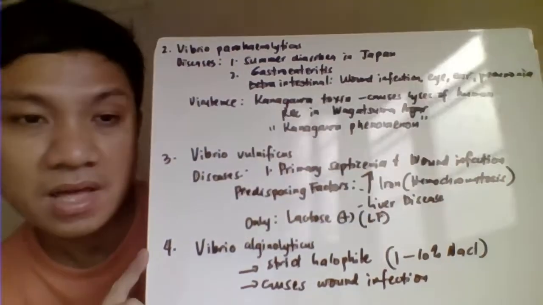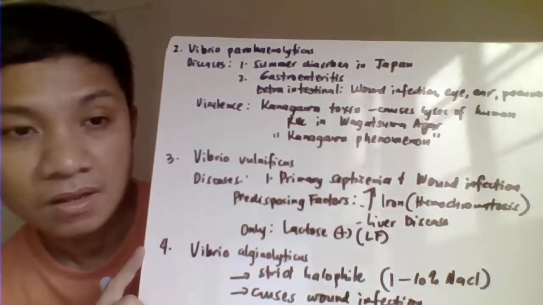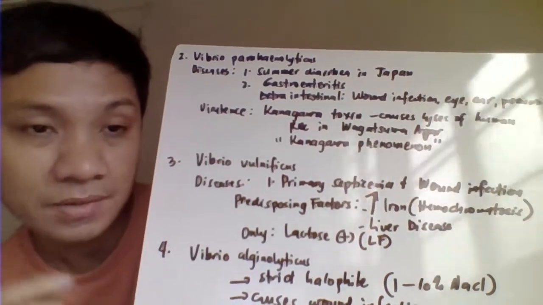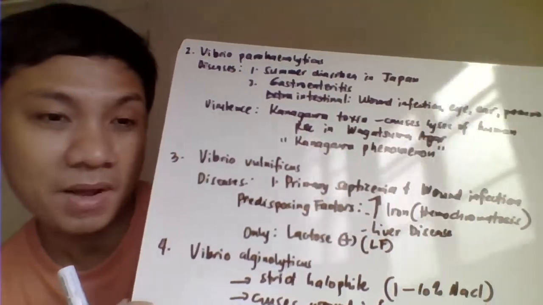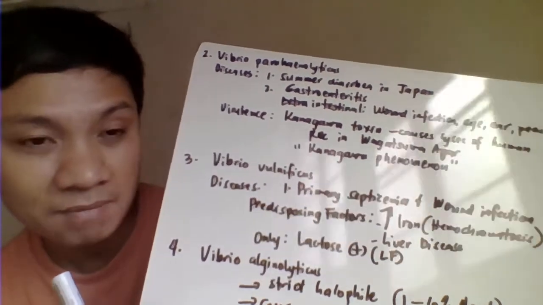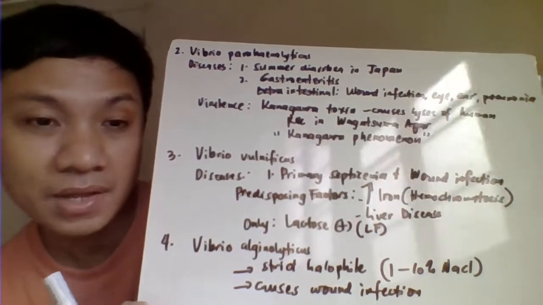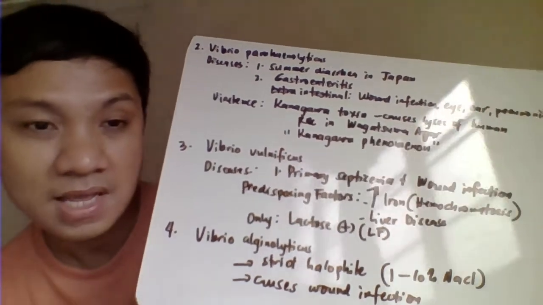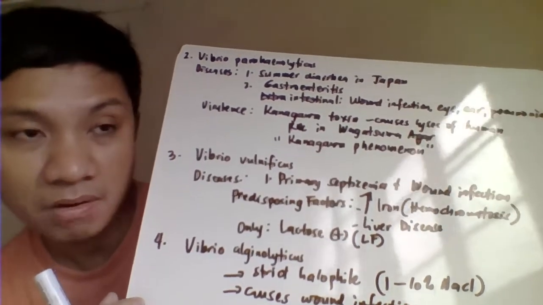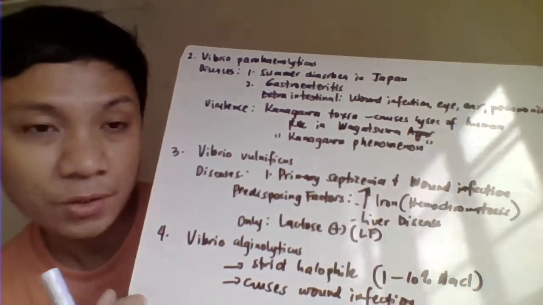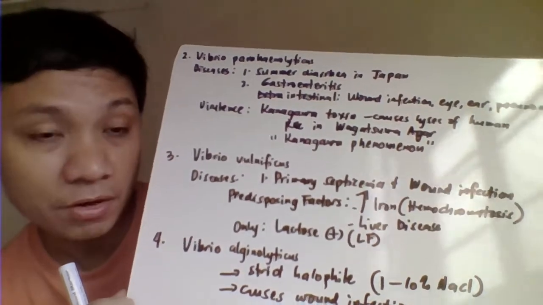Okay, then we have also here the other species of your Vibrio. So we have your parahaemolyticus. Okay, the Vibrio parahaemolyticus is the one causing here the summer diarrhea in Japan. So very common among Japan here, they try to have an outbreak in Japan. Okay, the virulence factor, again, this one tries to cause your gastroenteritis or diarrhea, just like your Vibrio cholerae. But aside from that one, it also tries to cause other manifestations like wound infection. You could also have here your eye, your ear infection, and even your pneumonia.